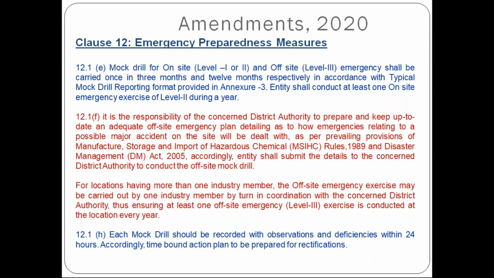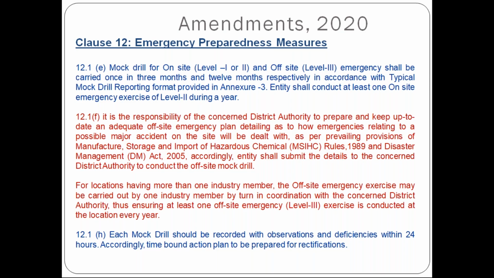Mock drills, as we discussed, should be recorded with observations and deficiencies. We can include observers at various locations in the mock drills, and based on this, whatever learnings are there, one should make a time-bound action plan for rectification of findings and improvement of this process.